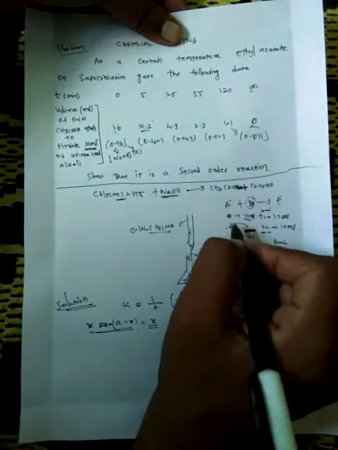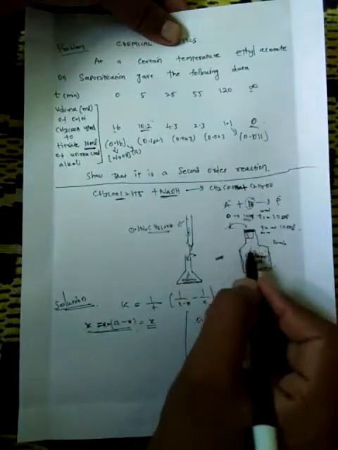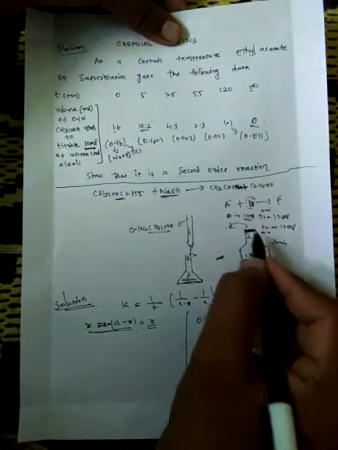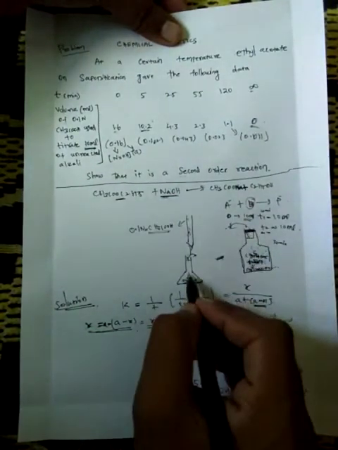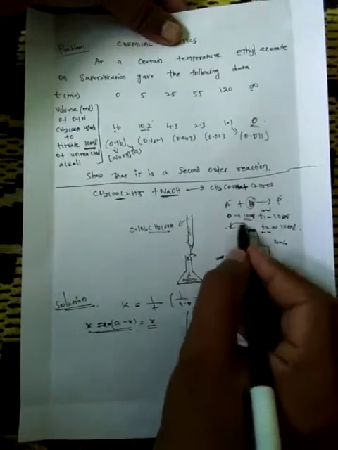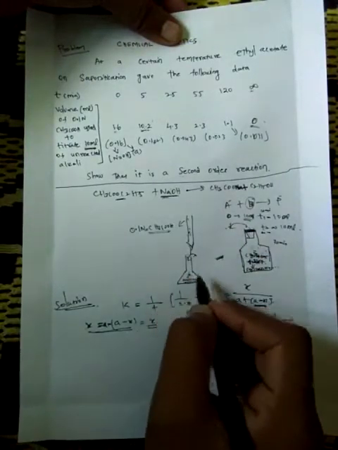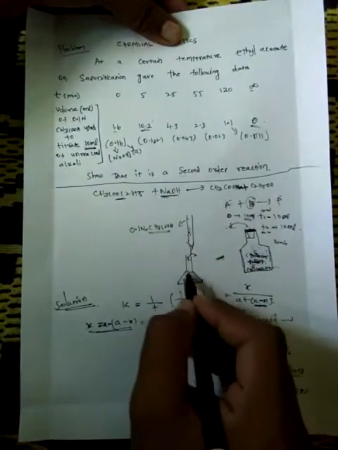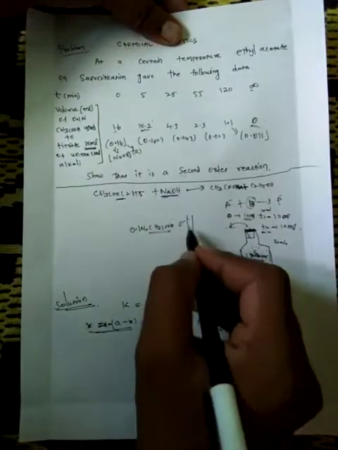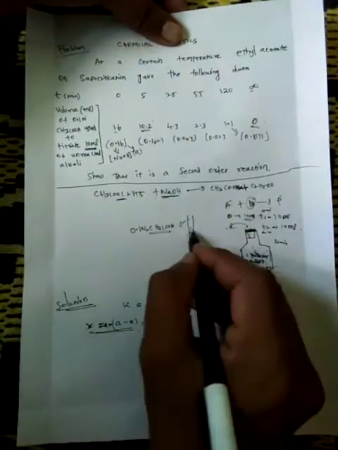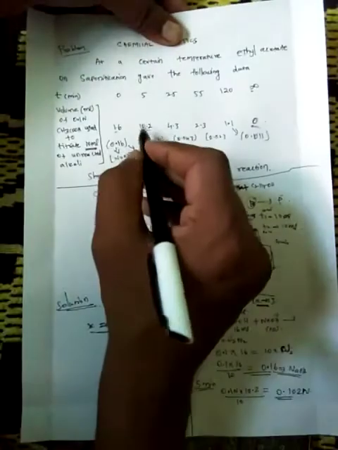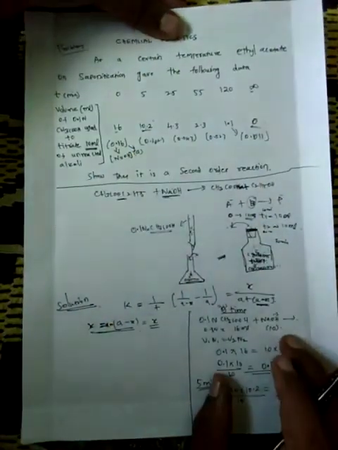And at the fifth minute, I'm again withdrawing 10 ml of the reaction mixture and transferring it into a conical flask. I stop the reaction by adding ice cubes and indicator, and react with 0.1 N acetic acid. So the volume required is 10.2.